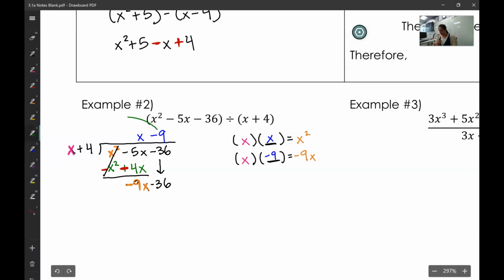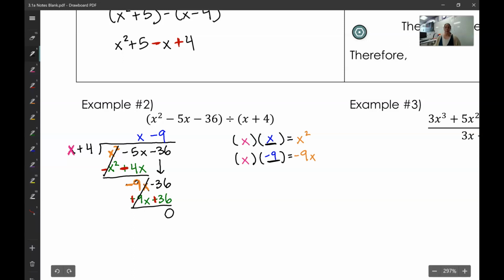Next step, distribute that negative 9 into everything. So x times negative 9 is negative 9x. 4 times negative 9 is negative 36. Next, subtract, or change all the signs. So I'm going to change that negative to a positive, change that negative to a positive. Combine them, negative 9x plus 9x cancels, just like it's supposed to. Negative 36 plus 36 is 0.